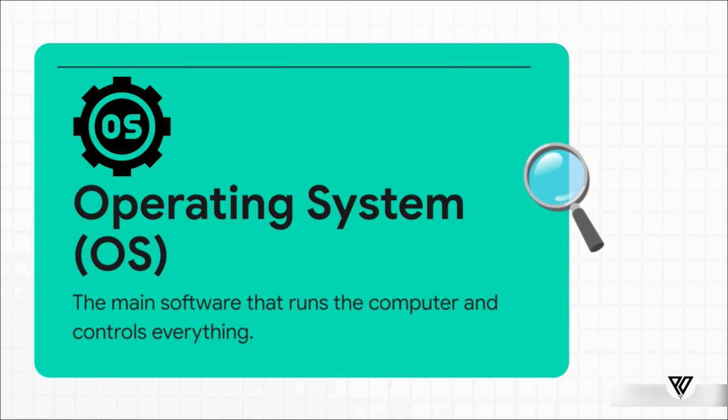At the very bottom of the software pile is the operating system, or OS. This is the big boss, the master manager of your entire computer. We're talking about Windows, Mac OS, Linux. This is the critical piece of software that talks to all the hardware and makes it do useful things. Seriously, without an OS, your computer is just a very expensive paperweight.